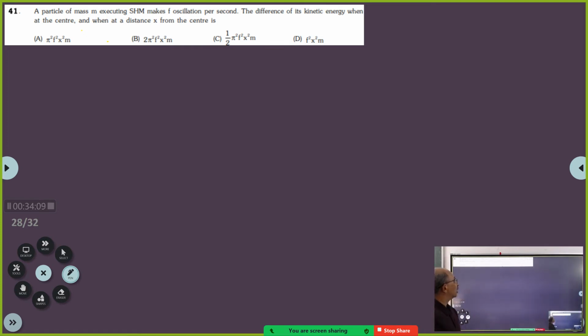Now the only thing is to not confuse it when written as f square. So omega, if you write it as 2 pi f, then omega square will become 4 pi square f square, and the half is there. So 2 will get cancelled. So you will get 2 pi square f square x square m. So this is the answer. You don't need any pen and paper.